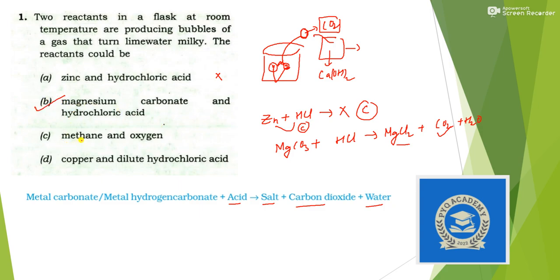We can also look at the other options, like mixing CH4 plus O2, meaning reacting, and then Cu plus HCl, which is not at all possible. Here it seems that CO2 can be produced, but our answer is option B. When we react magnesium carbonate and hydrochloric acid, it will form CO2, and when we pass this CO2 through lime water, it turns milky. So our answer is option B. Let's move to the next question.